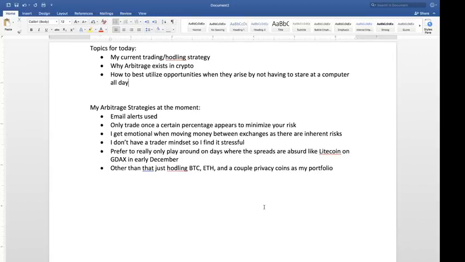Other than that, I've just been hodling BTC, ETH, and a couple of privacy coins that I like, because I feel if we do get a regulatory crackdown, I actually think the privacy coins may outperform if that happens. Even though that seems kind of counterintuitive because they might just crack down on the privacy coins, in which case it would be bad. But I don't know. Part of me thinks the privacy coins will fare better if we see a big regulatory crackdown from some of the big countries, USA, a lot of Europe, and China, if they crack down more.